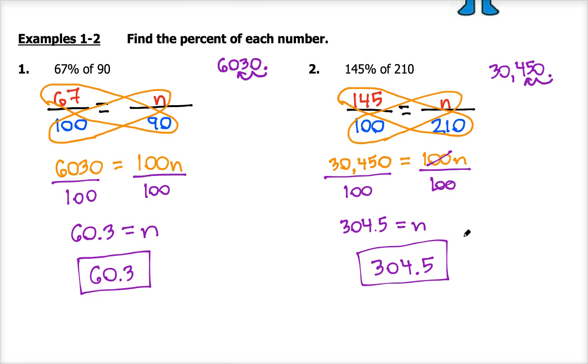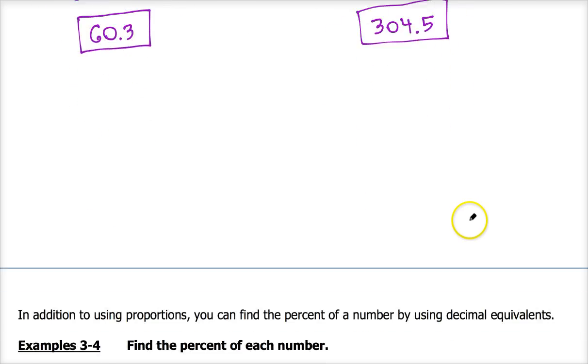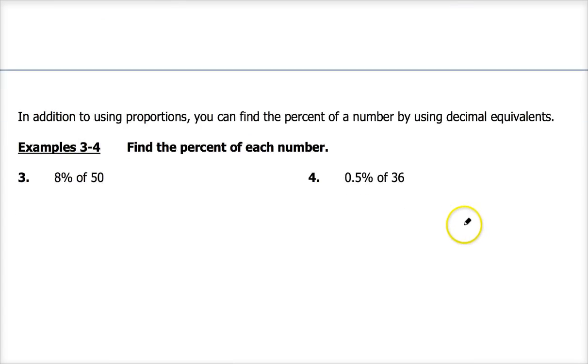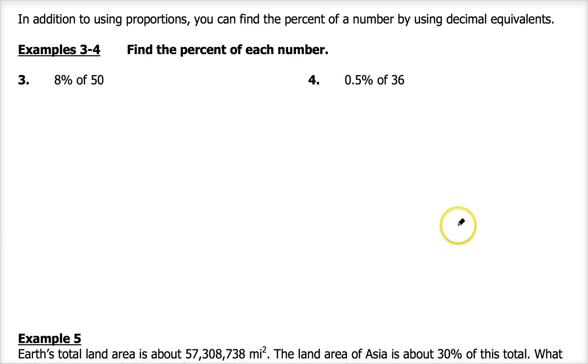So that's how to find the percent of a number using proportions. On the back side, we're also going to look at how we can find the percent of a number using decimal equivalents. Okay, so let's look at number 3. This one asks us to find 8% of 50. Well, remember that 8% as a decimal can be written as 0.08. Okay, 8% as a decimal is 0.08.